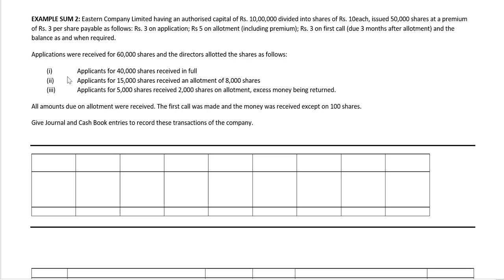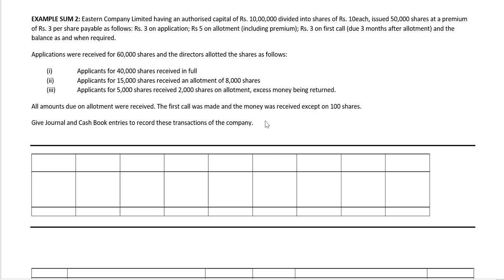In the first category, applicants for 40,000 shares received in full. Category 2, applicants for 15,000 shares received an allotment of 8,000 shares. Category 3, applicants for 5,000 shares received 2,000 shares in allotment, excess money being returned. All amounts due on allotment were received. The first call was made and the money was received except on 100 shares. Give journal and cash book entries to record these transactions of the company.